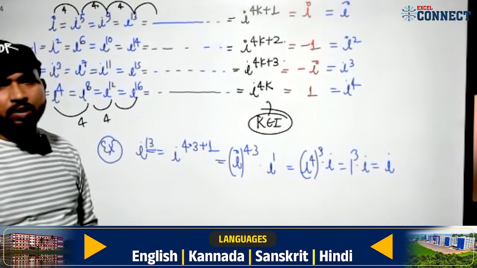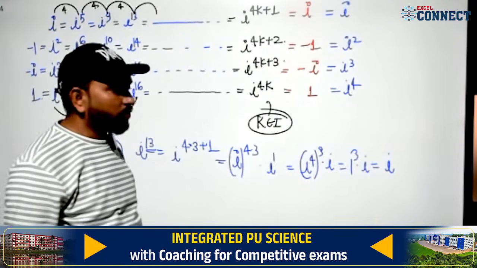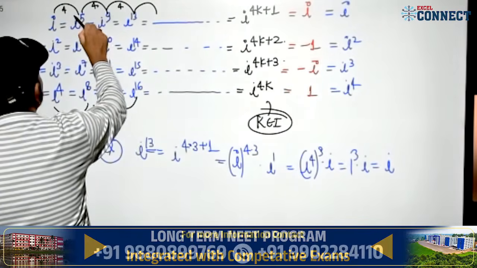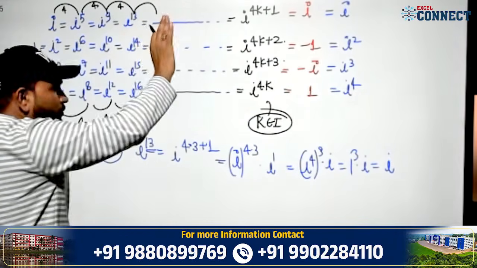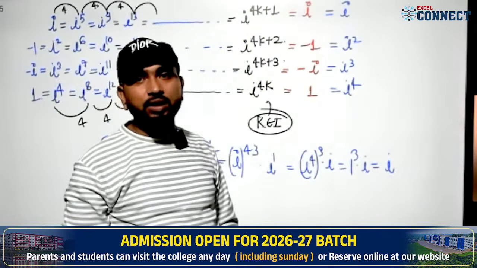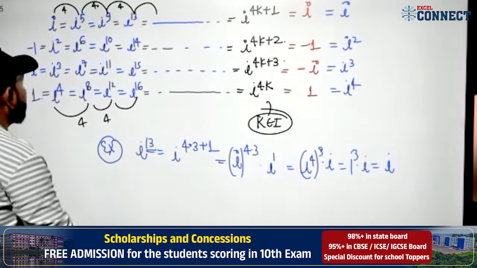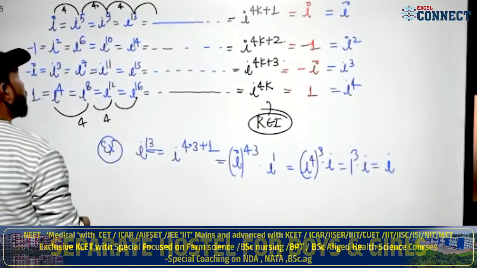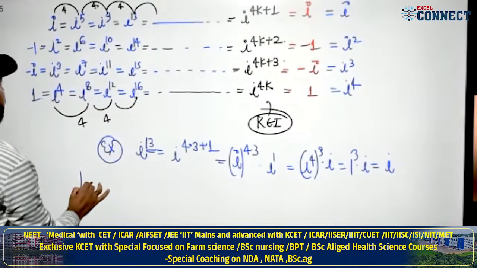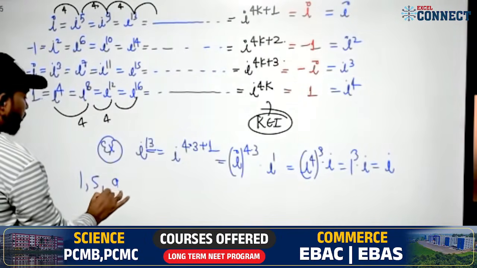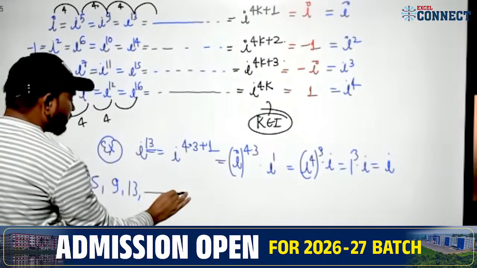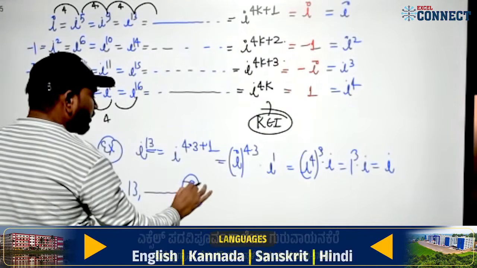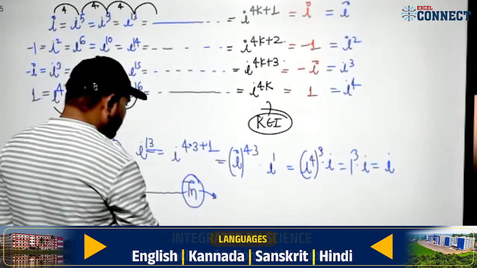Can you explain the 4k plus 1 again? Okay, I am explaining. See, student, here are 1, 5, 9, 13. I need to generalize. If I find the general term of this, then you can understand. Na? If you want to write the general term Tn, then by the AP formula, Tn is equal to what?